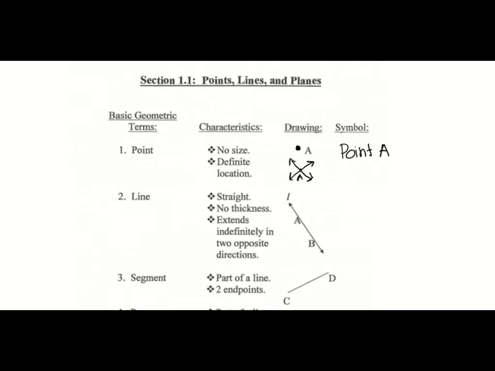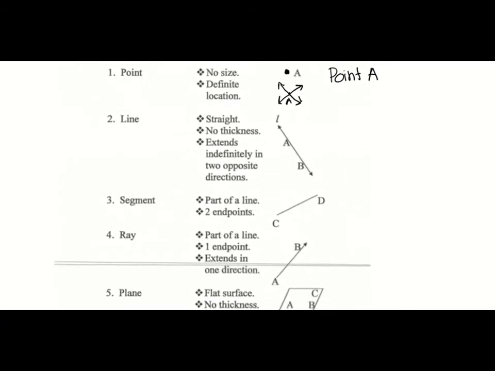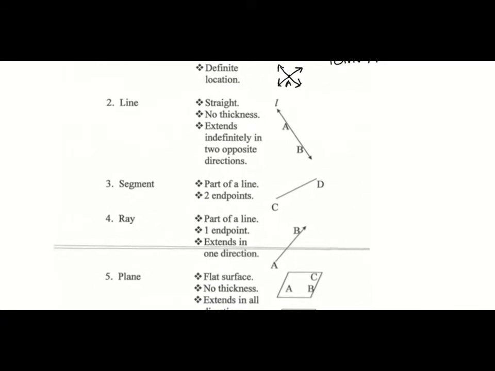Okay, our second term is a line. And a line, first of all, is straight. It has no thickness, it's just one line going in two directions, and it extends infinitely in the two opposite directions. That is what those arrows mean on the ends. It means it goes in either direction forever. And you can see it's got 2 points on our line. It's got point A and point B.